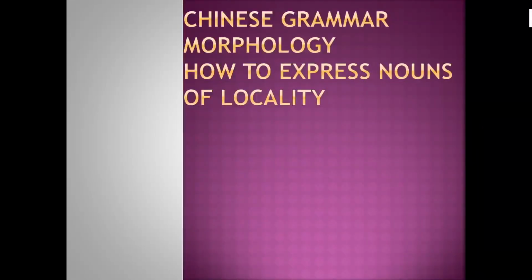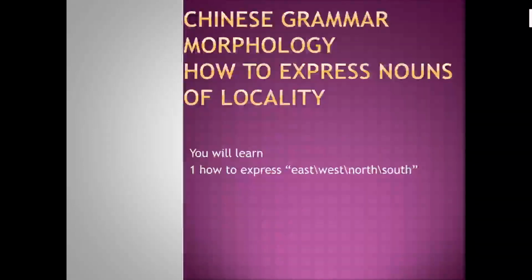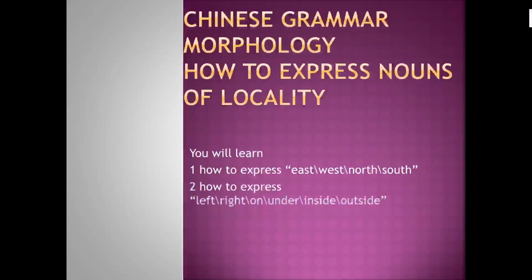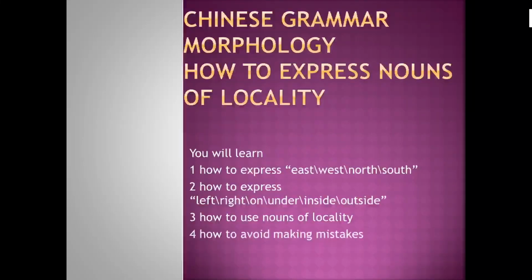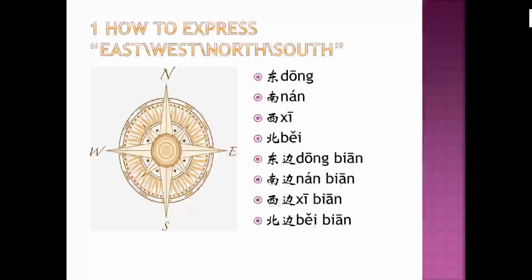Today, we'll learn Chinese grammar morphology, how to express nouns of locality. You will learn how to express east, west, north, south, and how to express left, right, on, under, inside, outside. And number three, how to use nouns of locality and how to avoid making mistakes. We will learn this by the end of this course. So let's learn from the first one, how to express east, west, north, south.